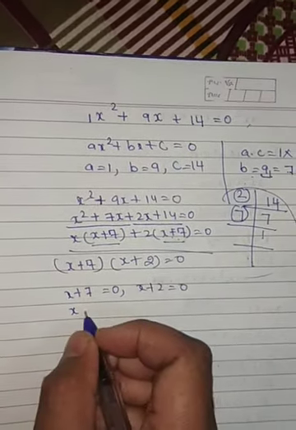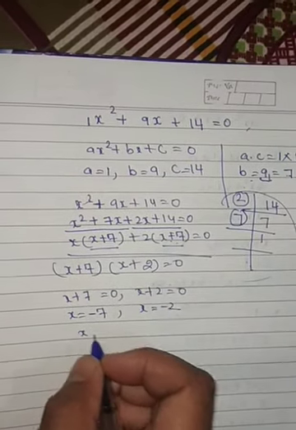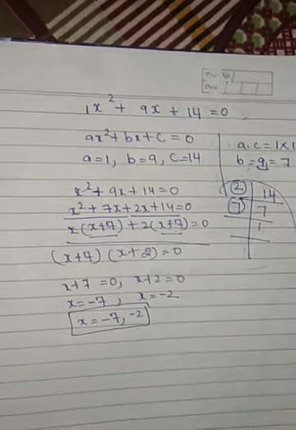Then x, this 7 goes to the other side, minus 7, and this 2 goes to the other side, minus 2. Then I will get two values, one is -7, second is -2. These are the answers of this equation.